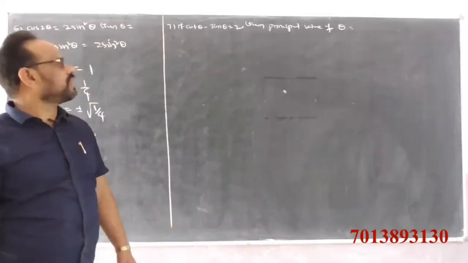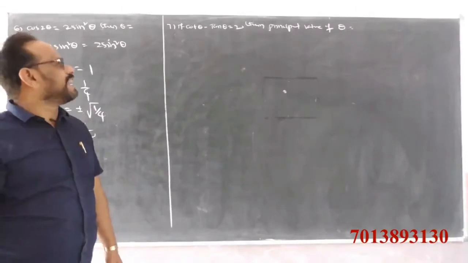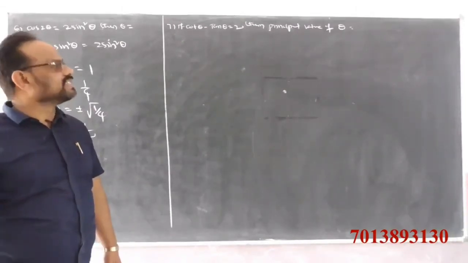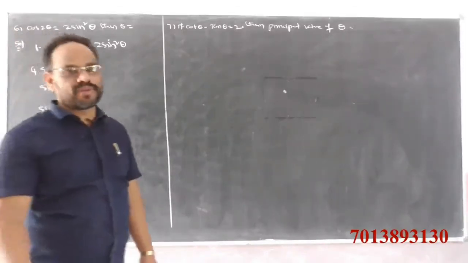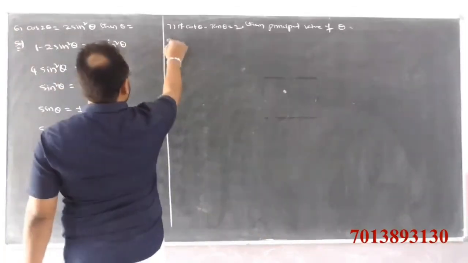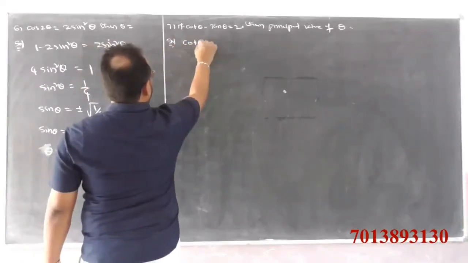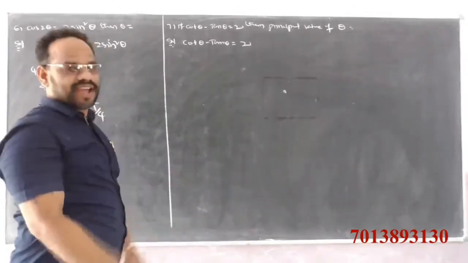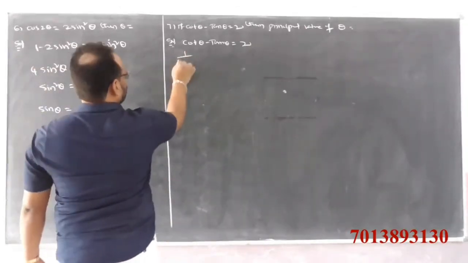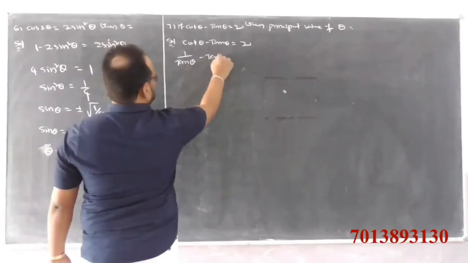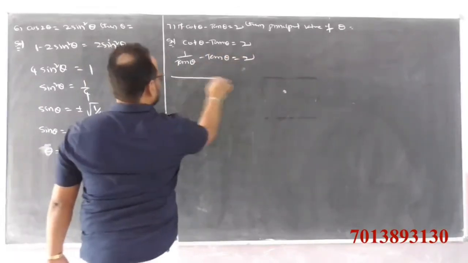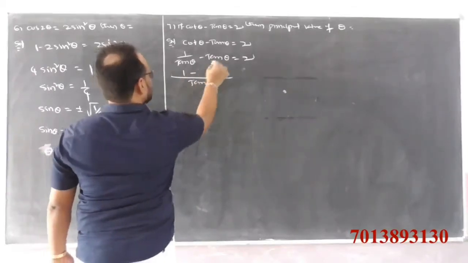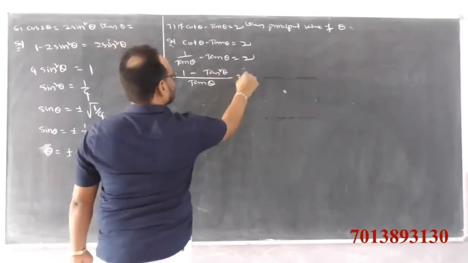Next one. If cot theta minus tan theta is equal to 2, then find the principal value of theta. Given that, cot theta minus tan theta is equal to 2. Cot theta in terms of tan is clearly 1 by tan theta, so 1 by tan theta minus tan theta equals 2. If you do the LCM here, we get 1 minus tan square theta over tan theta.